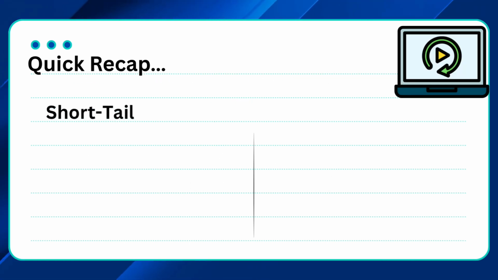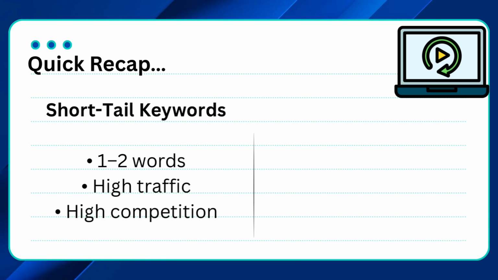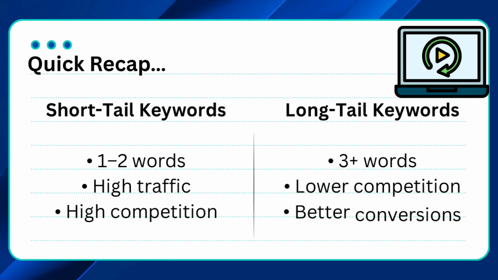Let's quickly recap. Short-tail keywords are short, broad, and have very high competition. Long-tail keywords are longer, more specific, and usually easier to rank for. Both are important, but long-tail keywords are especially useful when you are starting a new website.